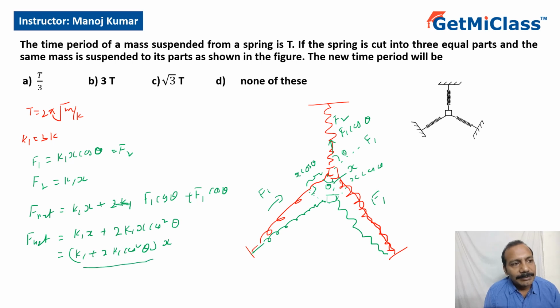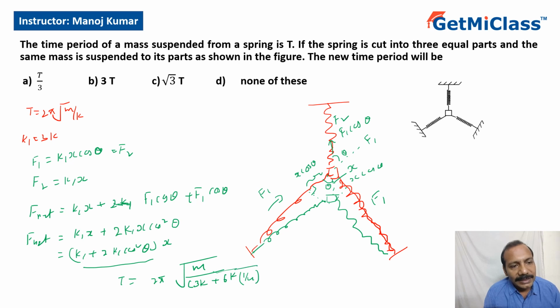So what will be the time period? Time period T equals 2π root m by k effective. Instead of k1, I'll write 3k plus 2 into 3, that's 6k, cos square theta. What is theta? Because all the angles are equal, this is 120 degrees, theta would be 60 degrees. So cos 60 is 1 by 2 and cos square 60 would be 1 by 4. This is what we are getting.